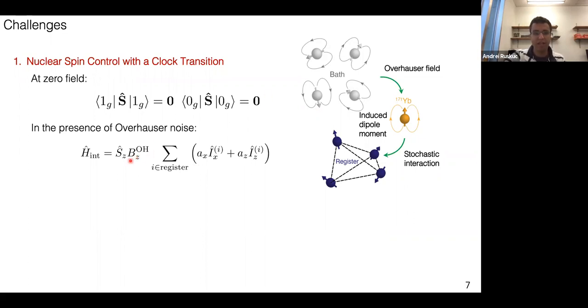And the interaction strength is dictated by the strength of this Overhauser field. And because of the random nature, you can't use it to generate coherent gates. So this is the first challenge.